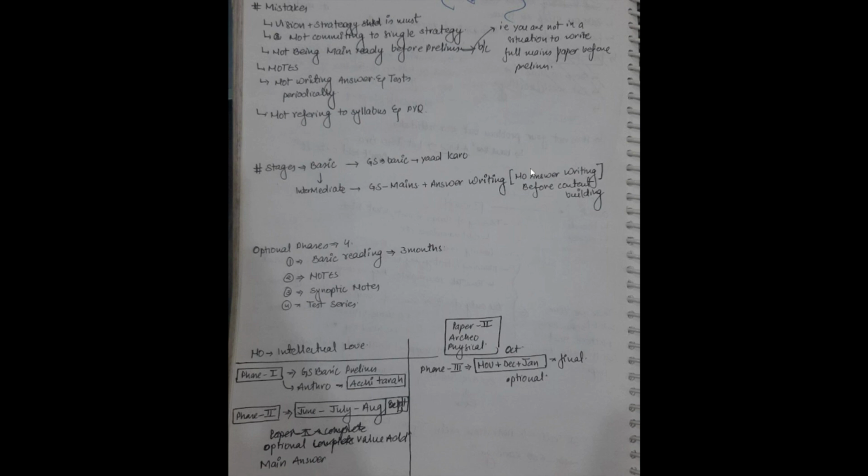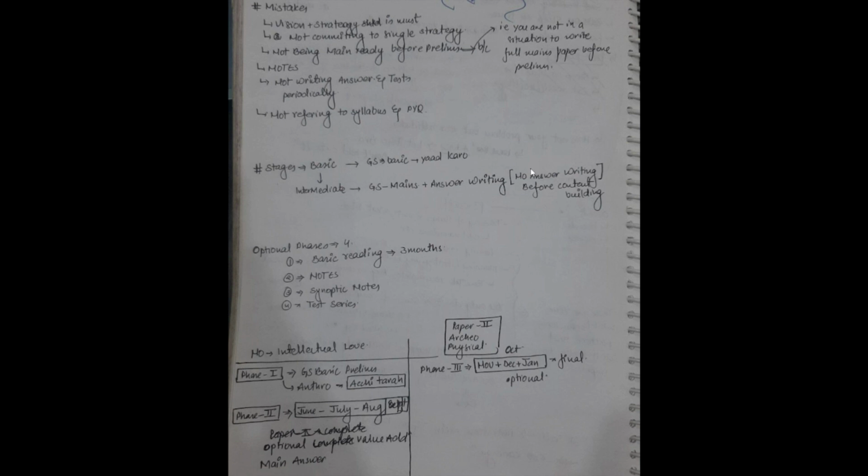Fine. Now I have something for the optional also. That optional is divided into 4 phases. Basic reading, the first phase, I think I've already done. Then next are the notes. Then the third one is synoptic notes. Why synoptic notes are important is because you get very little time between your GS papers and your optional papers during the preparation. And then the last one is the test series, so that you are able to complete the paper on time, because it is a challenge in every optional that you are unable to complete your paper on time.